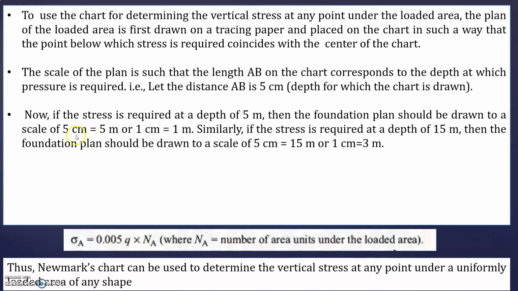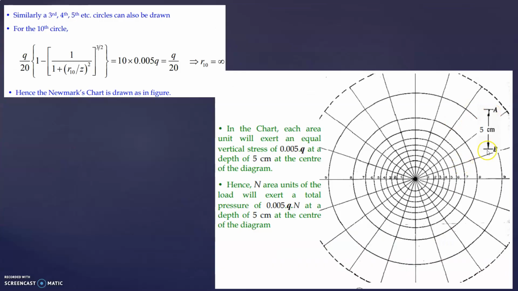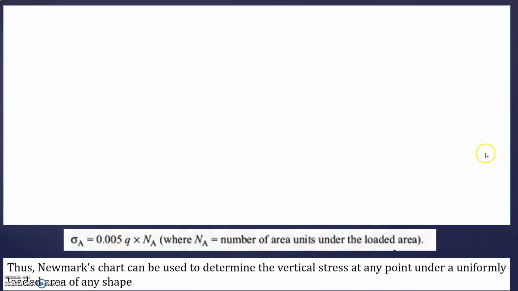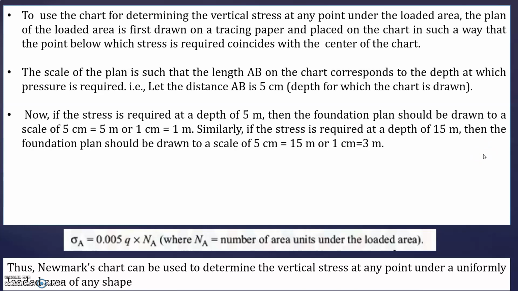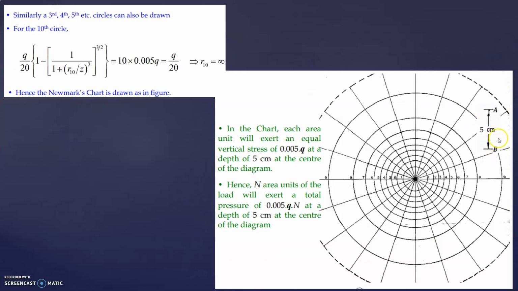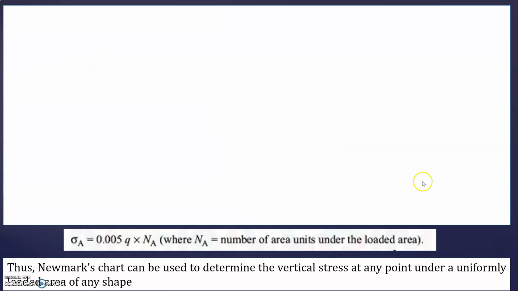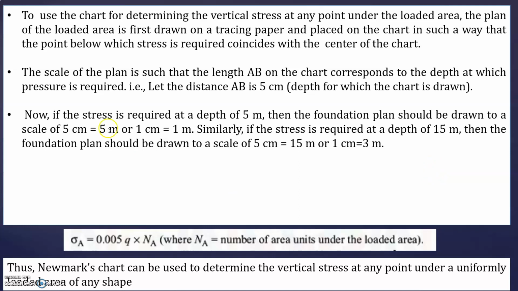So you have to remember, you have to see what is given. AB is equal to 5 centimeter. Then if it is 5 meter, then 1 centimeter equal to 1 meter. If the foundation plan is for 15 meter, then 1 centimeter is equal to 3 meter. Suppose sometimes they give AB is equal to 3 centimeter. Then you have to convert that loaded or foundation plan into that scale. Usually you have to check that AB is 5 centimeter only.